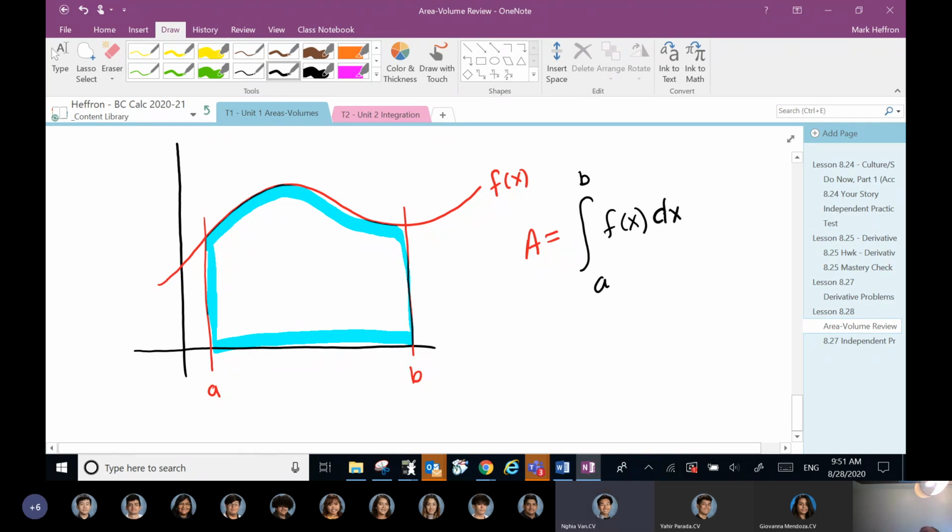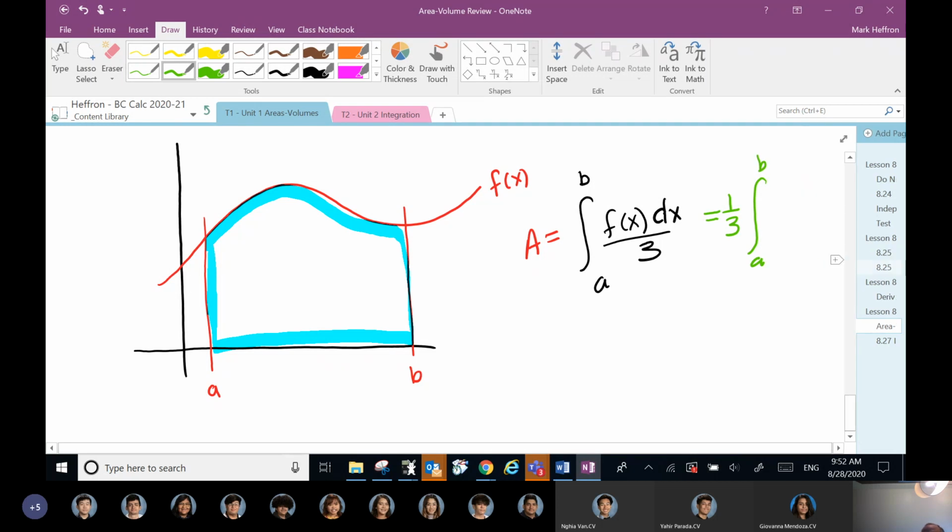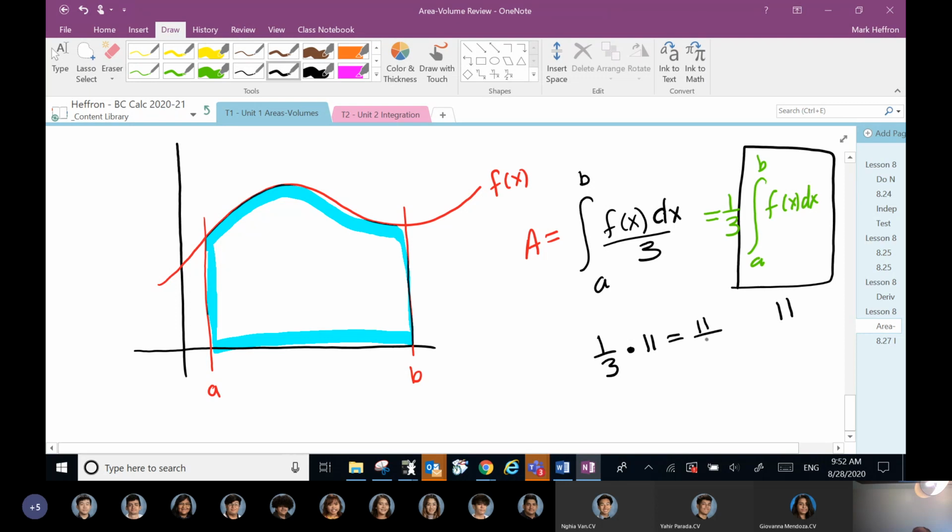But what if I had a 1/3 in here? How would that affect things? All that would mean is that I have 1/3 of whatever that answer was. And since we knew in our particular problem, based on the picture, all this was equal to 11, that's why the answer was 1/3 times 11, or 11 over 3. Does that make sense? As review, does that make sense to you as well, though?